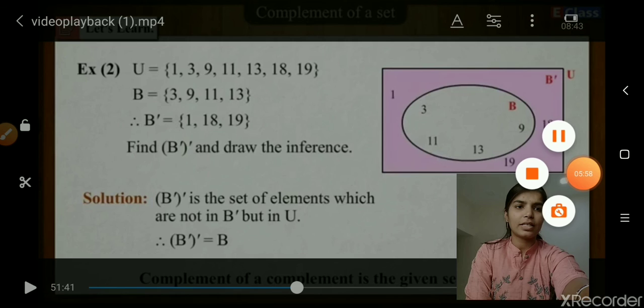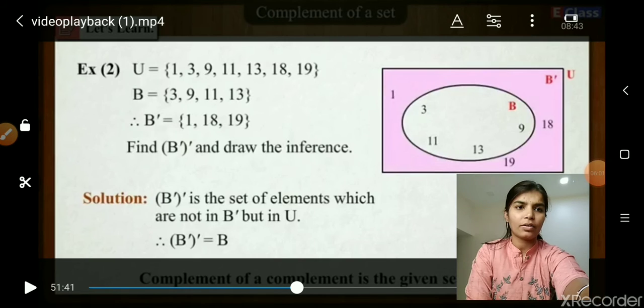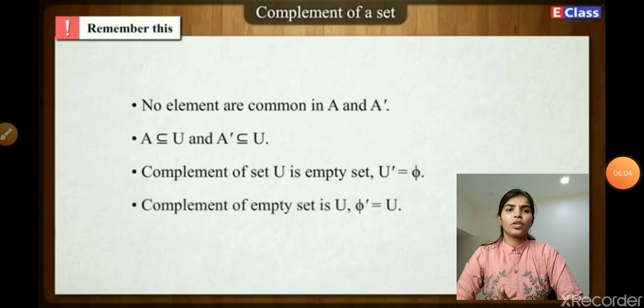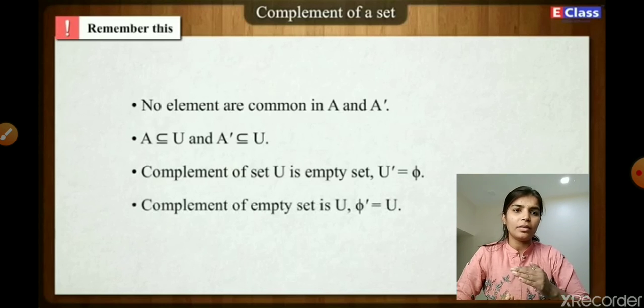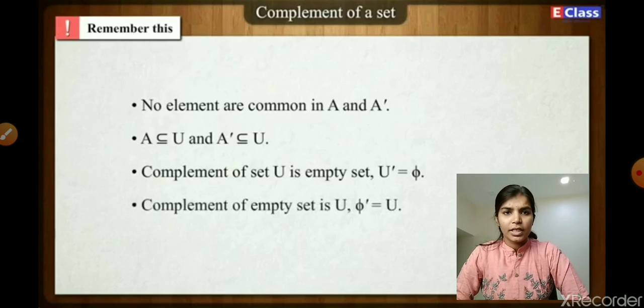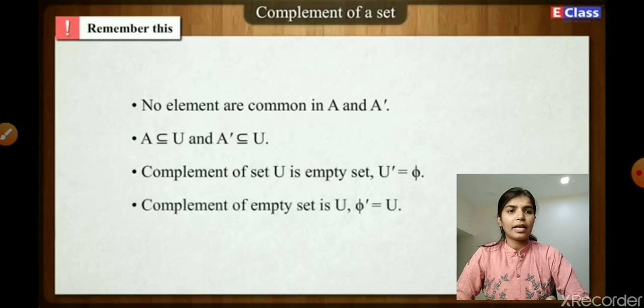Then we will see some basic points regarding the complement of a set. Okay. So our first one is no element is common in A and A dash. So we know that A is the set and the complement of A, that means the elements which are not in A but are in the universal set, so we are not having any element common in A and complement of A. Then second thing is that A is a subset of U and complement of A is also a subset of U. That means both sets are available in U.